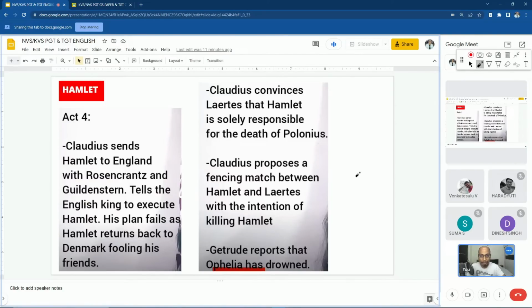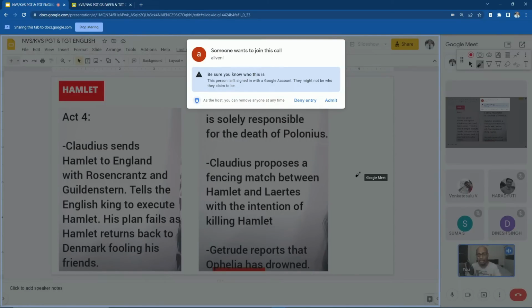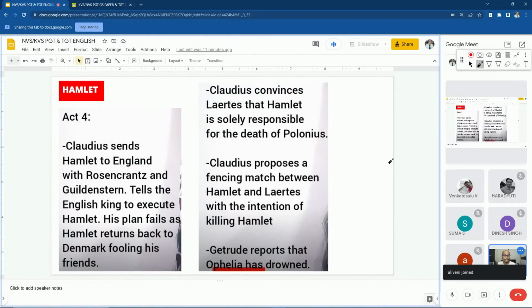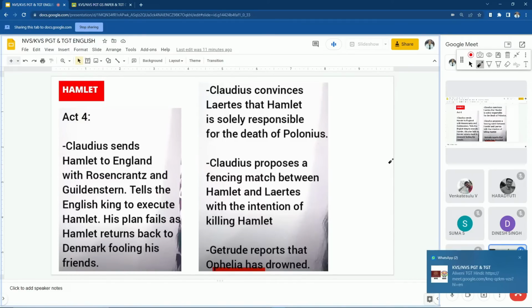Yes, sir. So in that match, Claudius and Gertrude came with a plan. What is the plan? The tip of the Laertes sword will be poisoned, so that Laertes will get an advantage in the fencing match and will kill Hamlet. But what actually happened? They exchanged the swords in the match and stabbed each other with the same poisonous sword. So both were infected by the poison, and in that commotion, Gertrude by mistake drinks the poisonous drink kept for Hamlet. Okay.